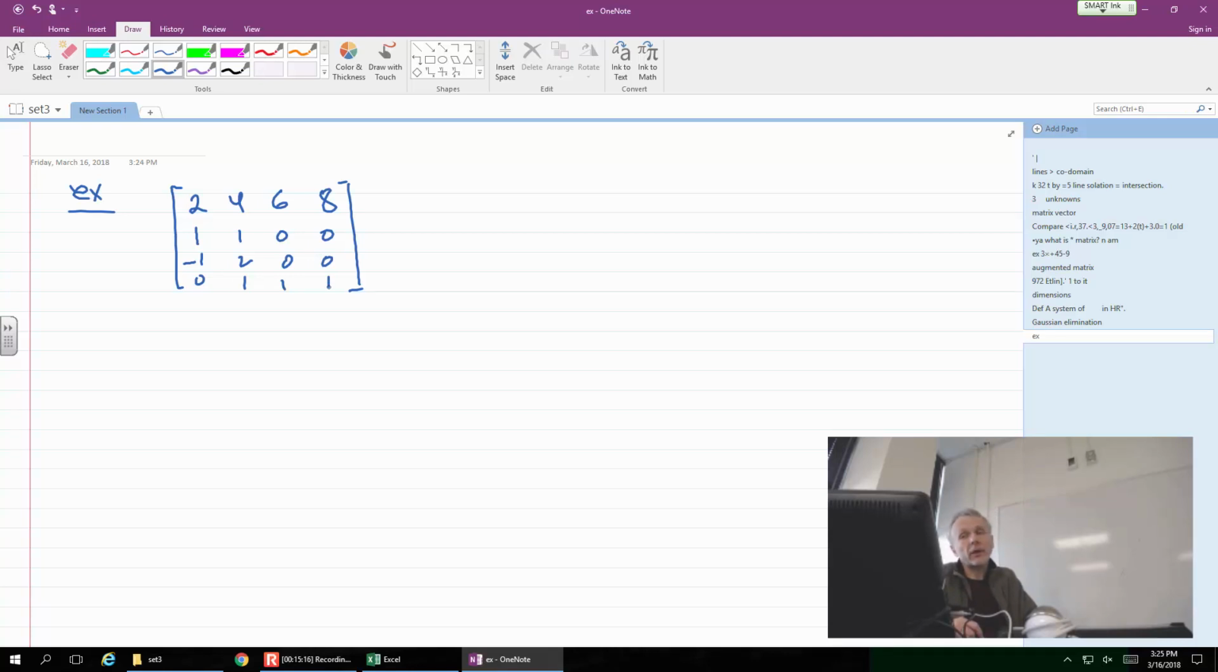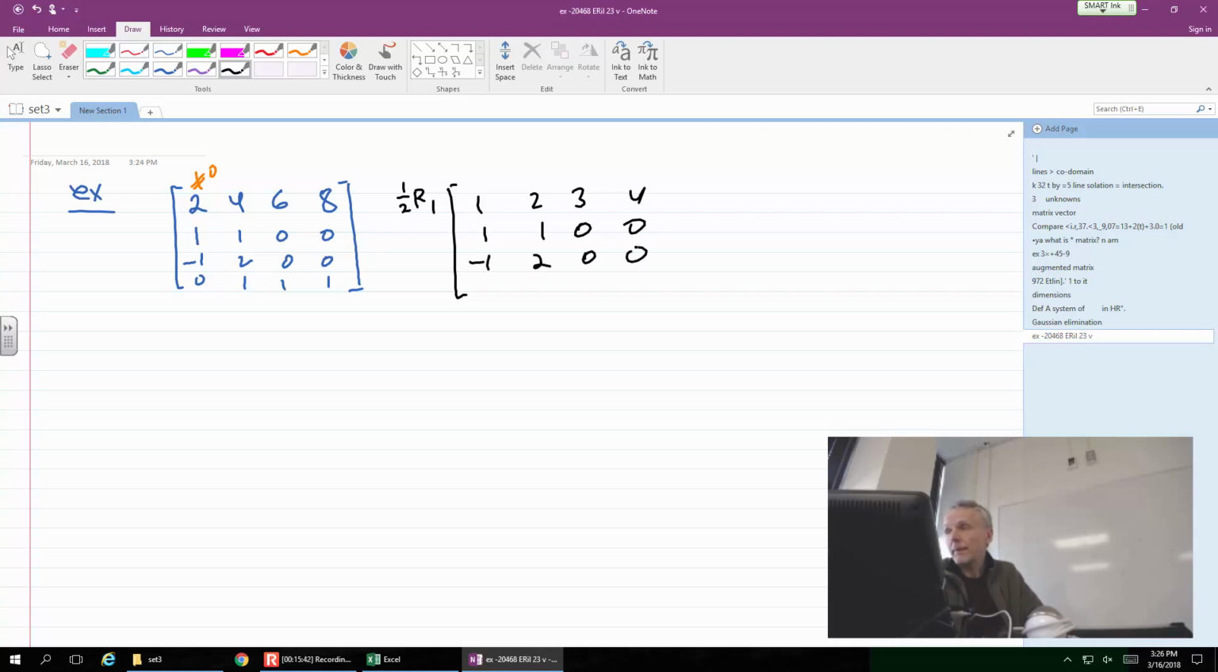The top left entry is non-zero, so that is satisfied right away. But I want a leading one, so what do I do? I replace the first row with 1/2 of it, one of the elementary row operations. The result is 1, 2, 3, 4. And now I do nothing with the rest, so some amount of copying is inevitable.